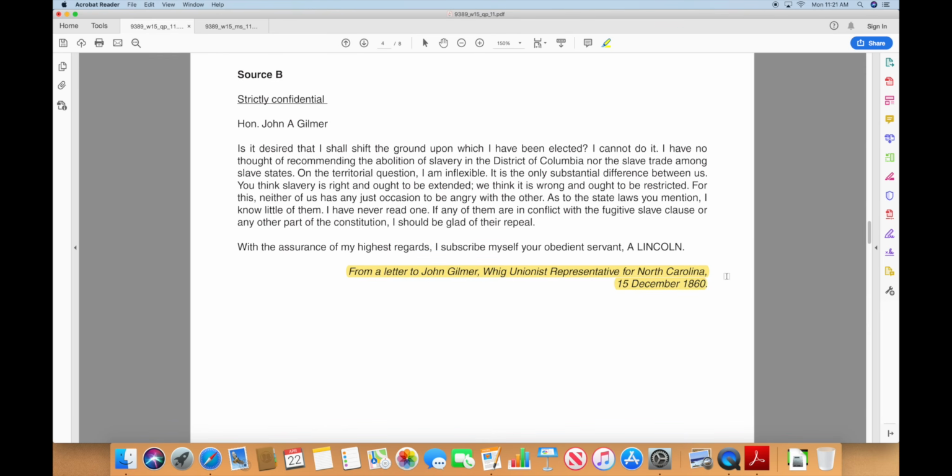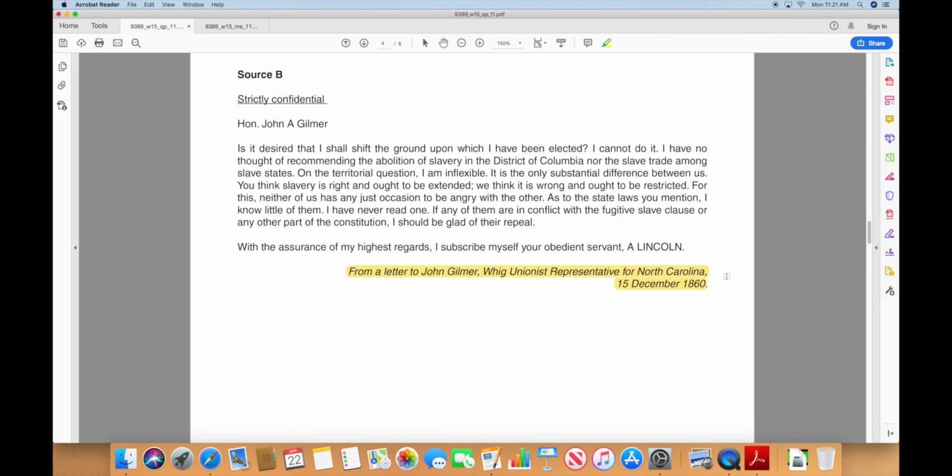So this is where I'll use my background content knowledge here. And I know, okay, we have a Unionist representative. So this is a person who wants to see the United States stay together as a country, but he is from North Carolina. So there's a possibility here that we're looking at somebody who wants the country to stay together, but is probably a supporter of slavery. And important here is also the date. This was written December 15th, 1860.